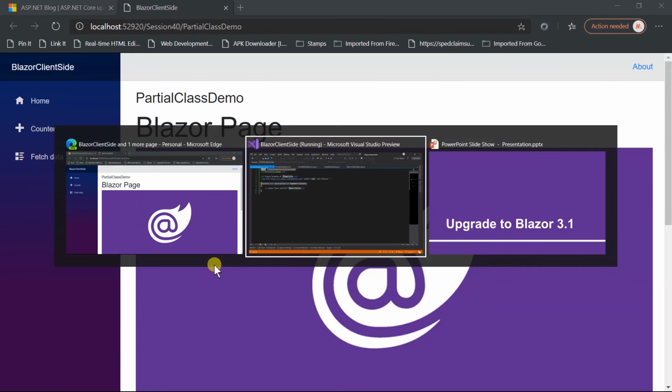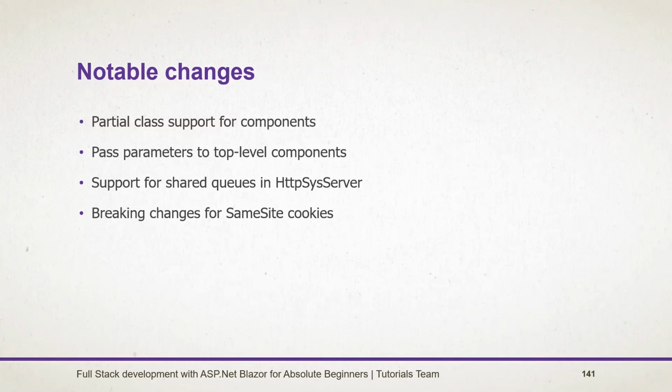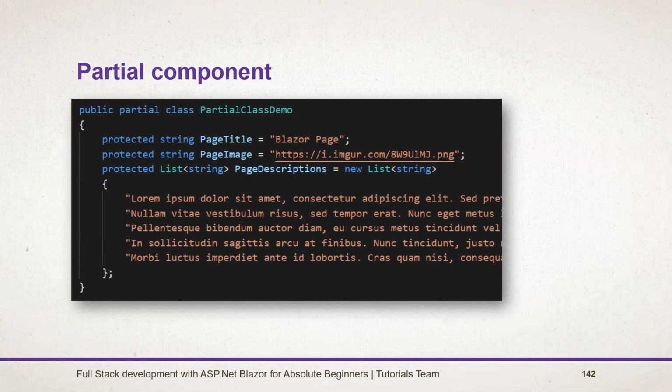Let's see what we have learned in this session. To upgrade your existing application to 3.1 Preview 1, we need to upgrade templates and NuGet packages as well as the .NET Core app version. After upgrading the version, we have seen some changes included in the version. And we have seen an example of a partial class demo. For a partial component, we have to create a class with the same name as the component and use the partial modifier. Thanks for watching this video.